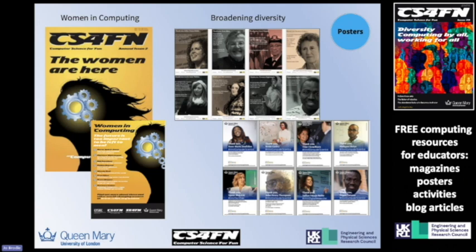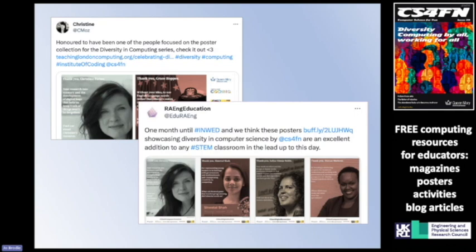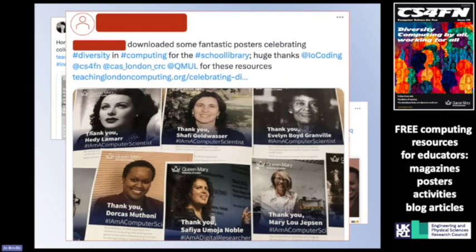So these posters are really popular with teachers, but also quite nicely with some of the people who have been featured in them. So this is a tweet that Christine Farian posted, saying that she was glad to be part of the group. And RAN Education were kind enough to share a link to the posters with their followers on Twitter. And there are a few more tweets here. Someone's downloaded them. We did print them out and send them to people, but after that time passed, people would have to download them and print them for themselves.